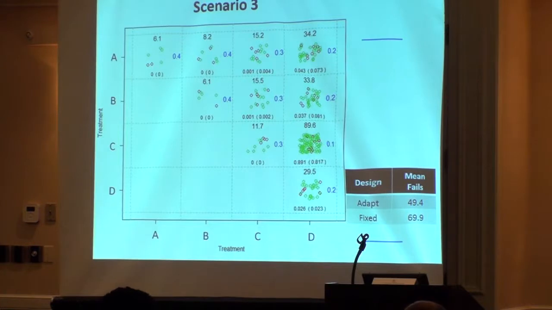A trial where we had run 25 on each arm does fairly well as well, but it only has an 81% chance of coming back and saying C plus D. So not only are we benefiting patients in the trial, we're also benefiting patients outside the trial by being more likely to give the right answer at the end of the day.